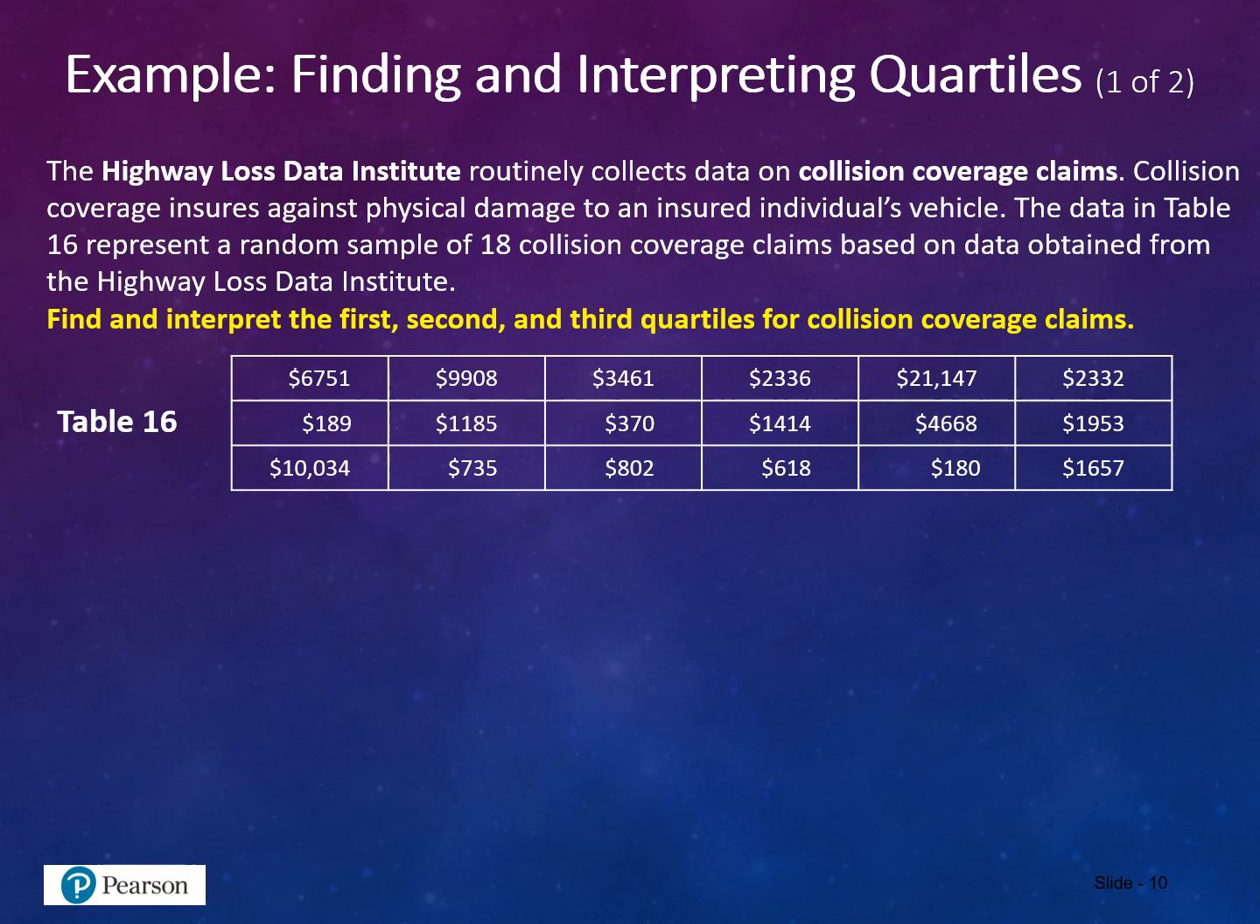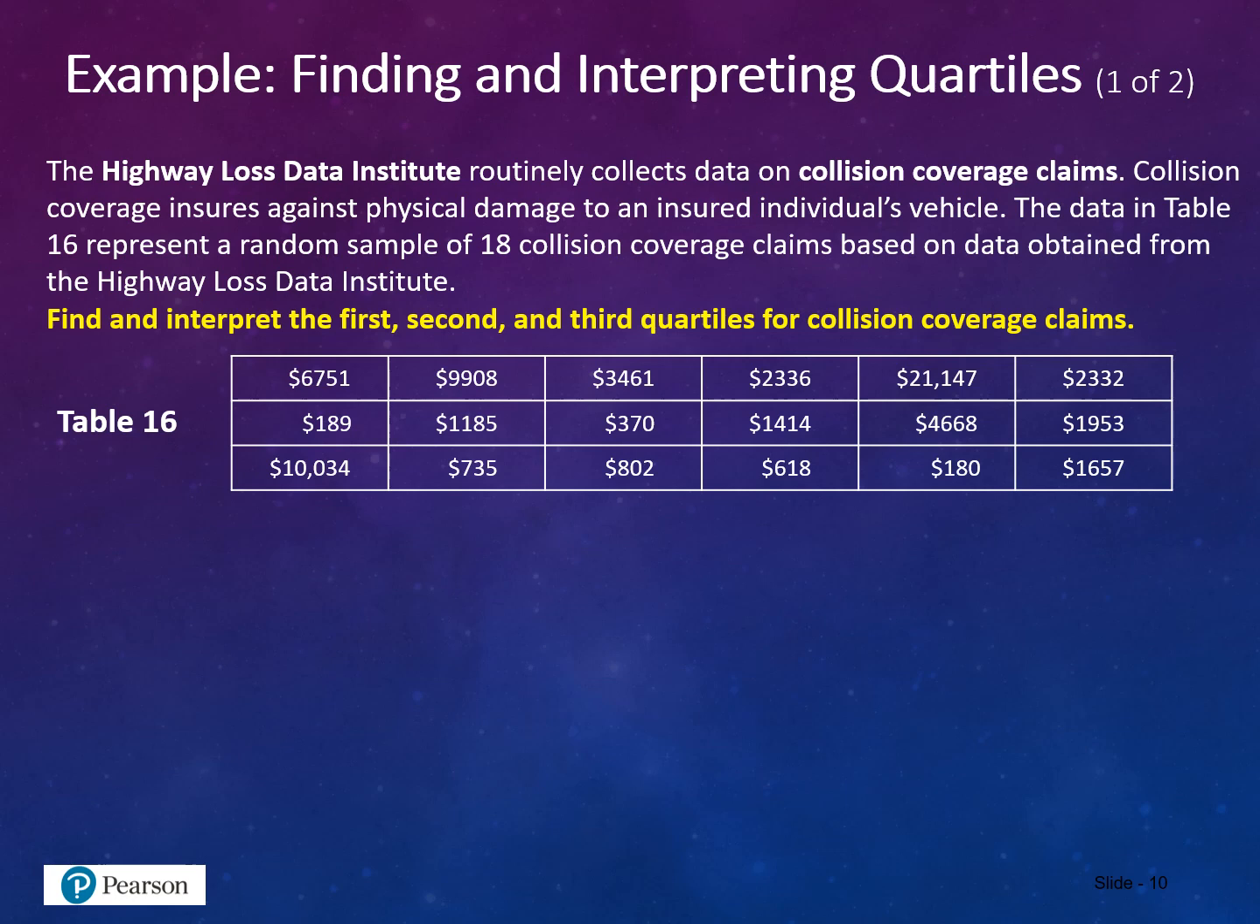So now let's look at an example going through this. The Highway Loss Data Institute routinely collects data on collision coverage claims. Collision coverage insures against physical damage to an insured individual's vehicle. Collision covers your car, okay? Comprehensive insurance covers the other person's car and any injuries.